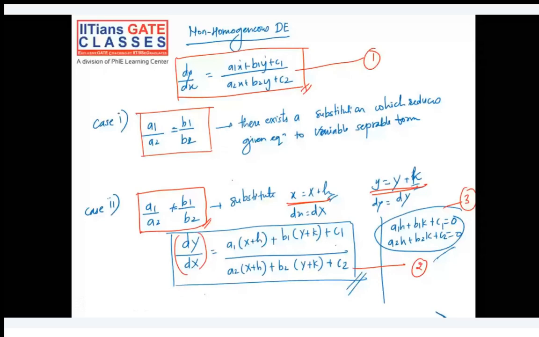I'll repeat case 2. In case 2, a1 by a2 is not equal to b1 by b2. So you have to do the substitution: x is equal to capital X plus h and y is equal to capital Y plus k. And this h and k is calculated by solving the set of equations mentioned in 3 here, a1h plus b1k plus c1 equal to 0 and a2h plus b2k plus c2 equal to 0. Once you solve it, you'll get the values of h and k, put them into equation number 2, and then you will convert the non-homogeneous differential equation into the homogeneous differential equation. So that is the overall process you should know.